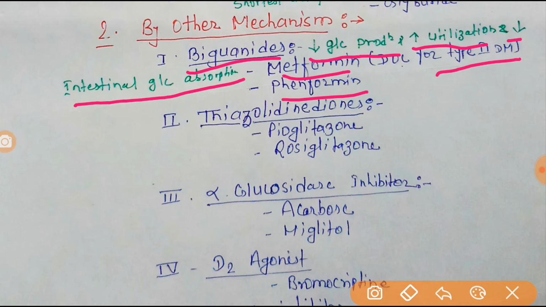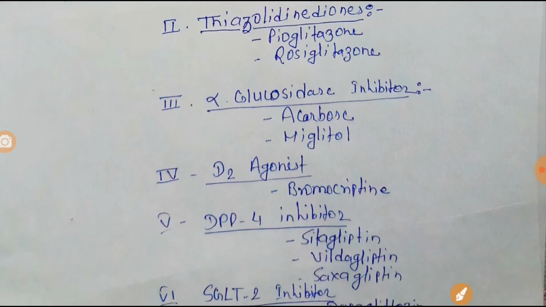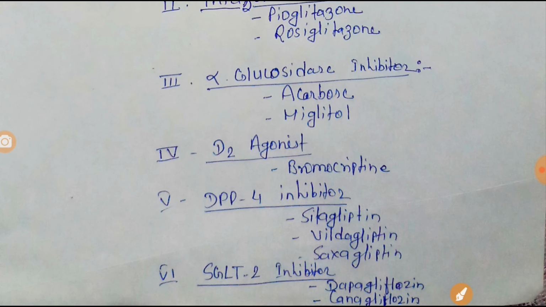Thiazolidinediones include pioglitazone and rosiglitazone. Next one is the alpha glucosidase inhibitors. They include acarbose and miglitol.